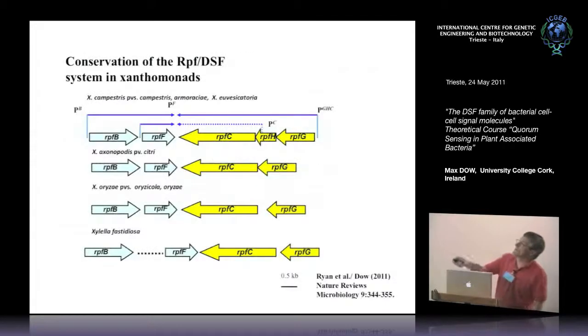And here we see some comparative genomics of the RPF clusters in a range of different species. In some of them, this RPFH gene is missing. We simply can't find a phenotype for that, but we can see the conservation of all the other elements.